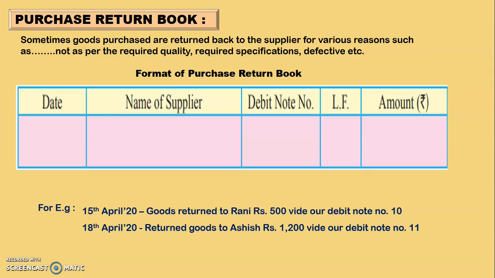15th of April, goods returned to Rani rupees 500 via our debit note number 10. So when we'll record this entry, it will appear like this. 15th April in the date column, Rani in the name of the supplier's column. Then the debit note number 10 will be recorded in this column debit note, and amount rupees 500 will be recorded in the amount column. On 18th of April, return goods to Ashish rupees 1,200 via debit note number 11. Now this entry will appear like this.